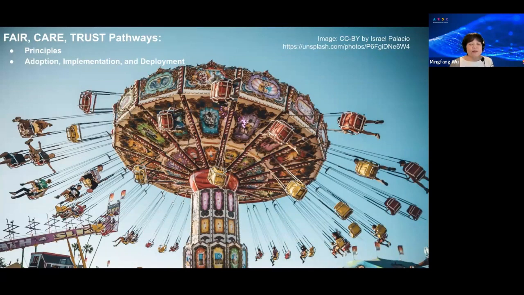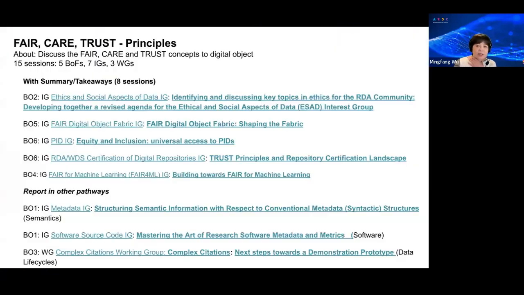The plenary. So now we go to the pathways one after another. The first one is FAIR, CARE and Trust pathways. It has two pathways. One is principles. The second pathway is adoption, implementation, and deployment.